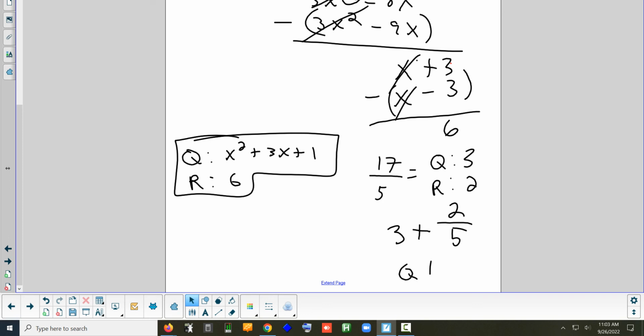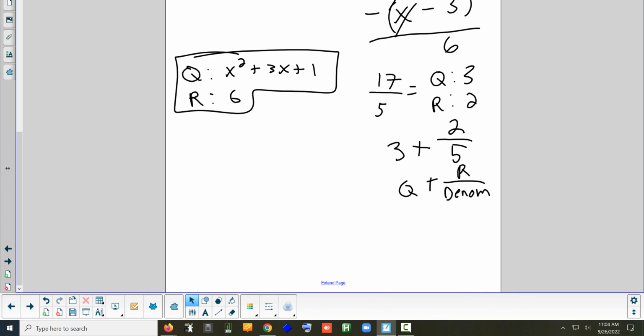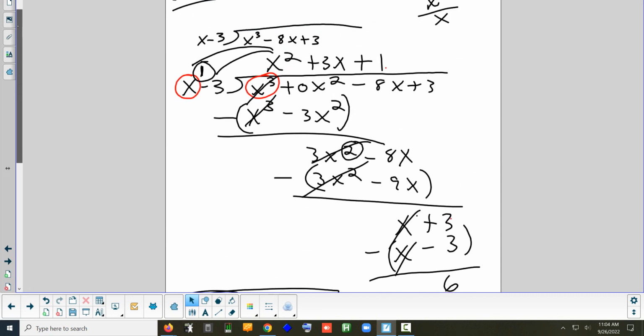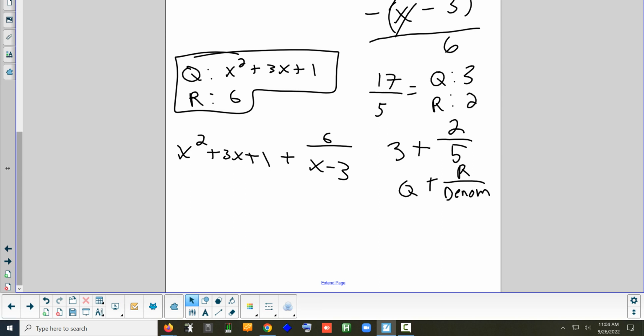Quotient plus remainder over the original denominator. So let's do the same thing here. We could also write the answer as quotient plus my remainder over the original thing I was dividing by, over my divisor. Divisor, denominator, same. Why would we write those in that way? Just a different way to write the answer. Just depends on how they want it. We're going to do another example similar to that. But both of those are exactly the same.